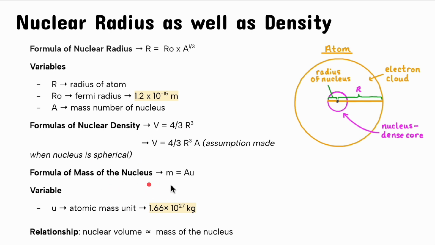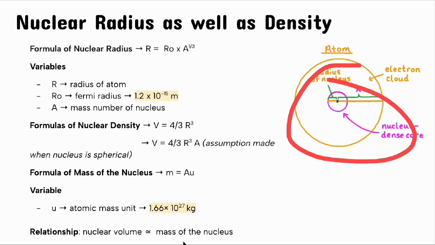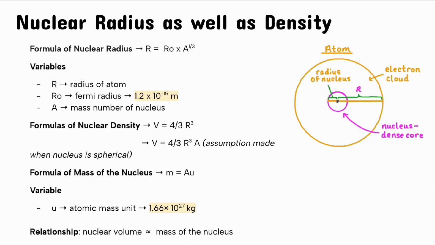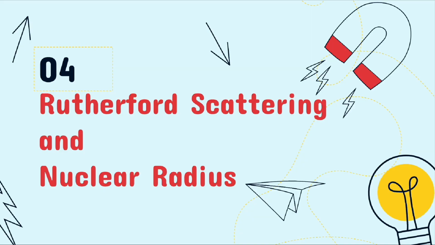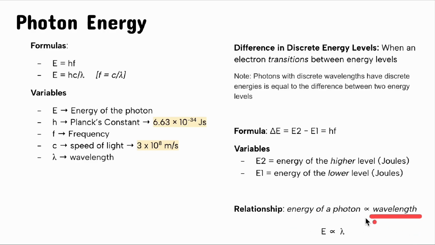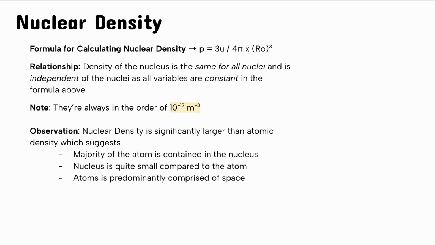Okay, now this is a way of calculating the mass of the nucleus, where u is the atomic mass unit and this is the constant. Now the relationship between nuclear volume and the mass of the nucleus is that there is just a positive relationship. So as volume increases, mass of the nucleus increases as well. Similar to this, energy of a photon and wavelength. This is nuclear density, another formula that you may or may not have to memorize depending on your syllabus.